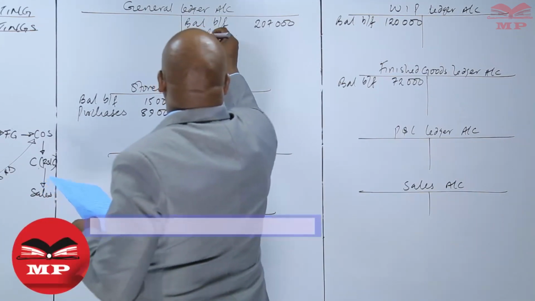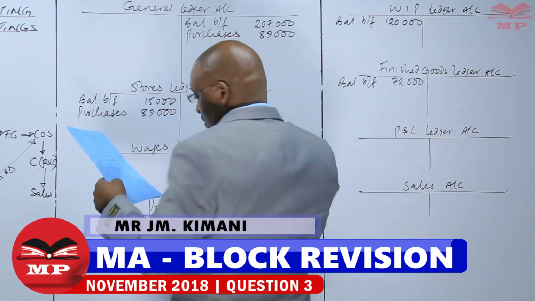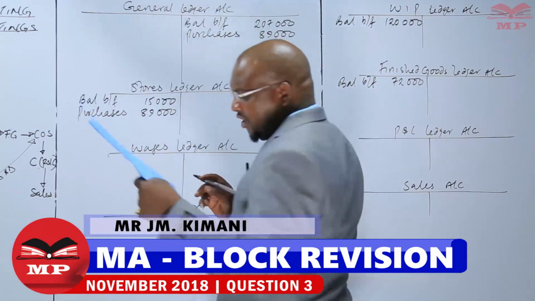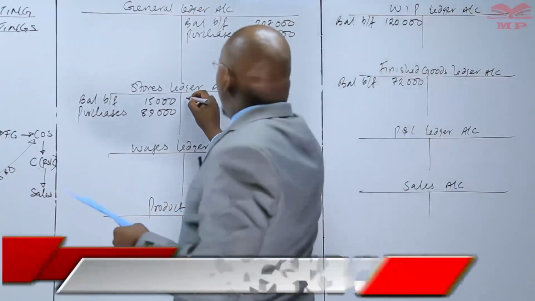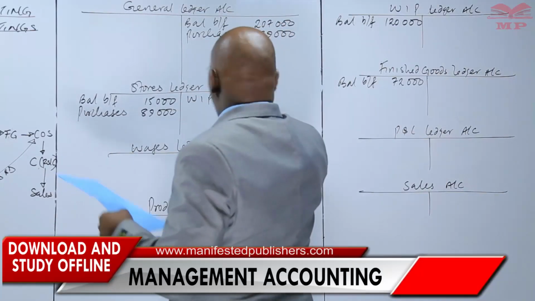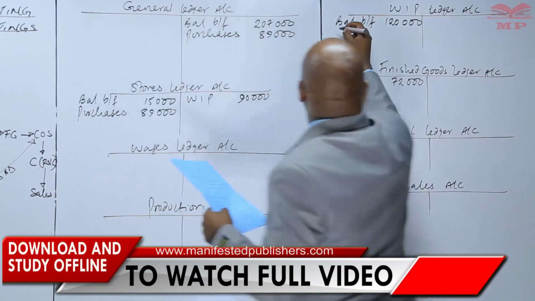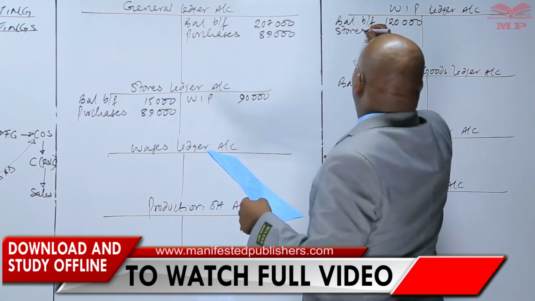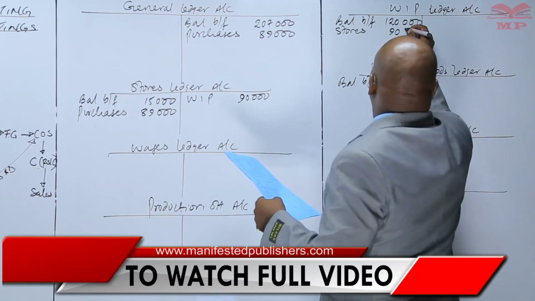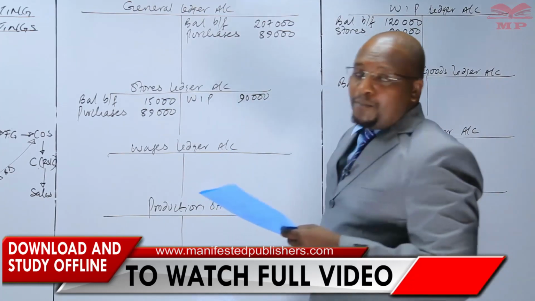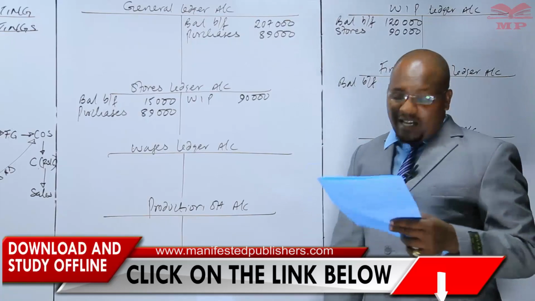Here, purchases of 89,000. Then you have material issued to production. Production is the WIP, so we can record here. This is WIP. This is how much? 90,000. You transfer to the production here. This is the stores or materials, 90,000. We have debited the production account, which is work in progress, and we have credited the stores materials account.